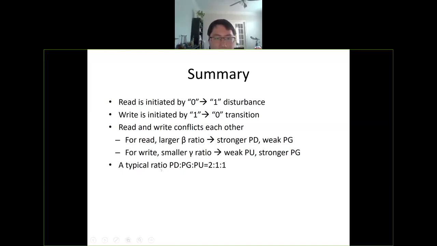Anyway, the typical ratio of PD over PG over PU in W over L is: the W over L ratio for PD will be 2, PG will be 1, PU will be 1. So you can satisfy the condition as we listed here. Even though PG and PU have the same W over L ratio, because PG is NMOS and PU is PMOS, you can still make the PG stronger than the PU.